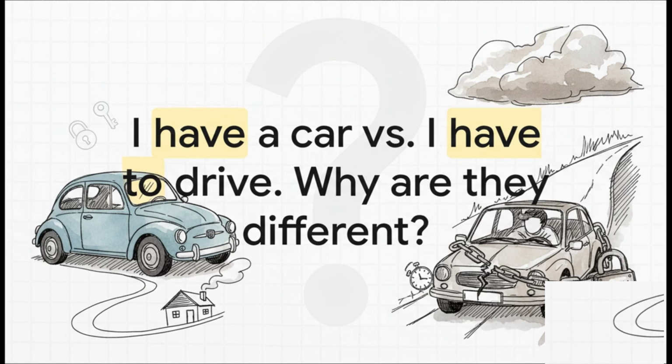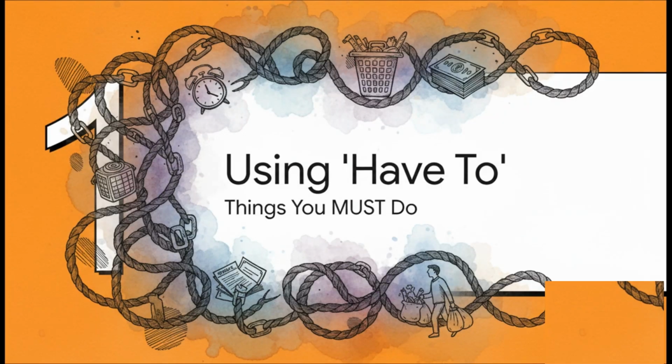You've got I have a car and I have to drive to work. They look almost the same, right? But that one tiny word, to, completely changes the meaning. One is about something you own, and the other is about something you must do. Let's break it down. First up, let's talk about have to.